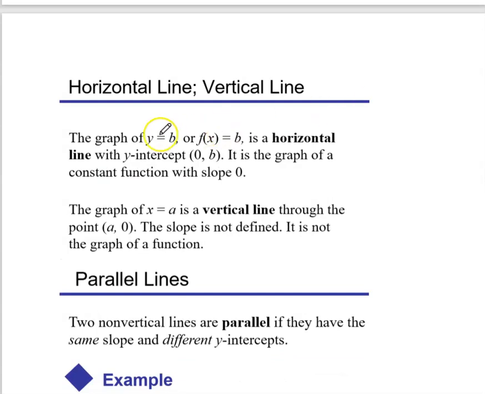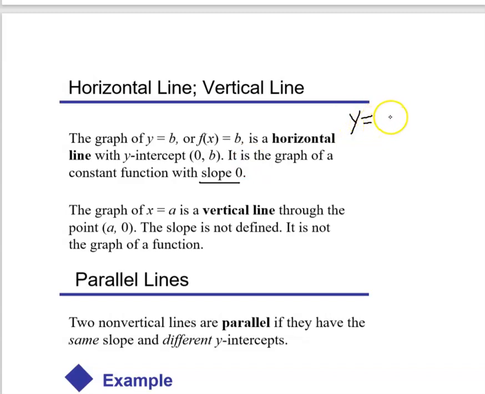The graph of y equals b, or f of x equals b, is a horizontal line with the y-intercept of (0, b). It is the graph of a constant function whose slope is 0. So, like that example that we just saw, if we've got y equals 3, then when we draw our coordinate plane, 1, 2, 3, we would go to where y equals 3, and we would draw a line that went right through it.